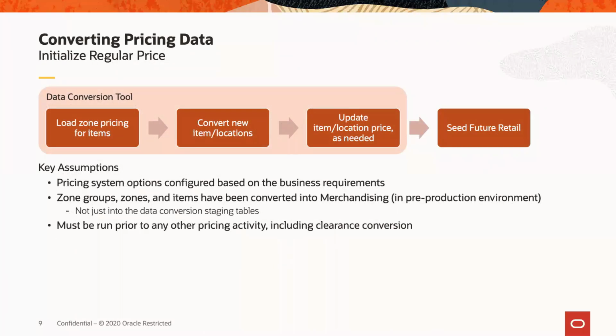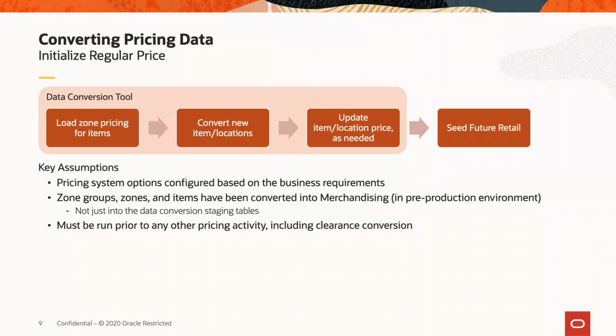Another area that's a little bit unique in terms of how the data gets set up is pricing. So there's a couple aspects of it. First is the regular price conversion. So as part of the conversion tool load, it supports being able to load zone price, so the item zone price table, and then also converts new item locations, which would inherit that zone price. And then it supports the ability to do any kind of update at the item location if you have any exceptions for your items outside of the zone pricing.